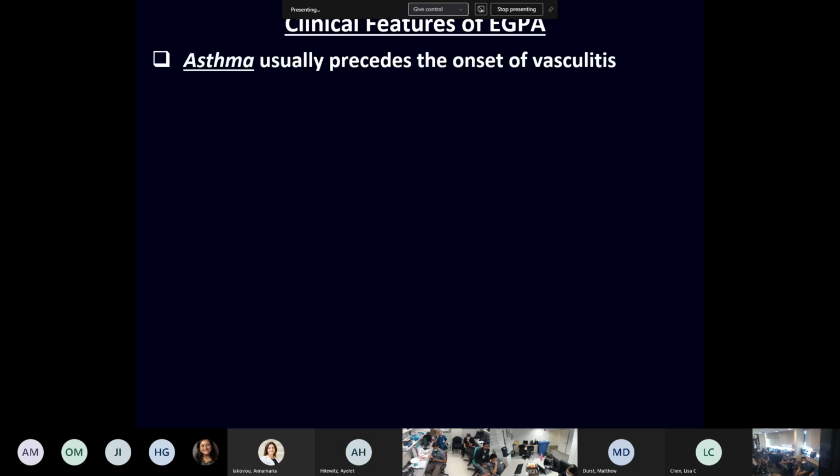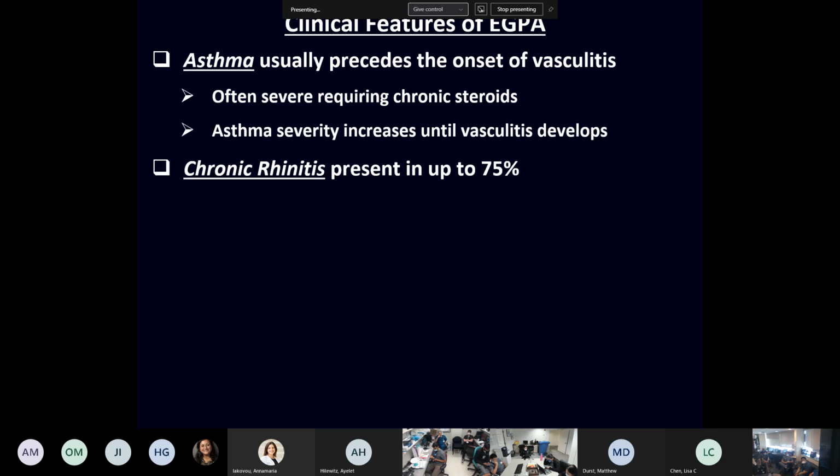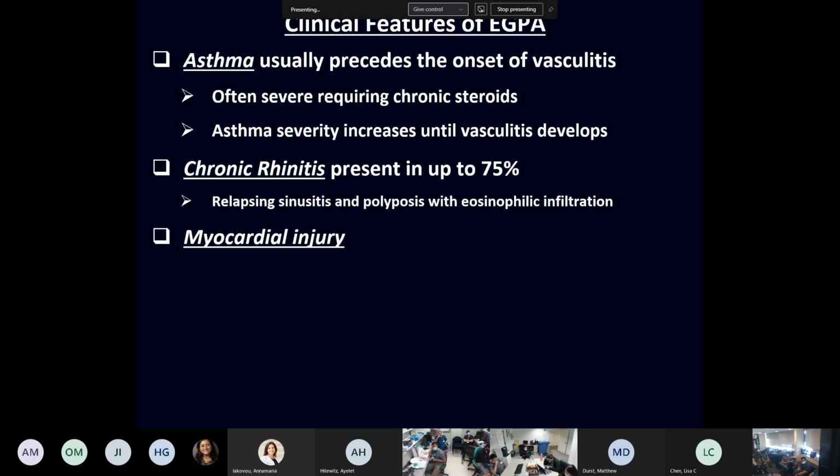What are the clinical features of EGPA? Like we talked about, asthma usually precedes the onset of vasculitis, and usually requires chronic steroids. Chronic rhinitis is present in up to 75% of patients, and it's one of the diagnostic criteria. Relapsing sinusitis, polyposis with eosinophilic infiltration is the classic finding. Myocardial injury is not very common, but it's definitely one of the things you have to watch out for with EGPA. In fact, the most common cause of morbidity and mortality with EGPA is due to myocardial injury.